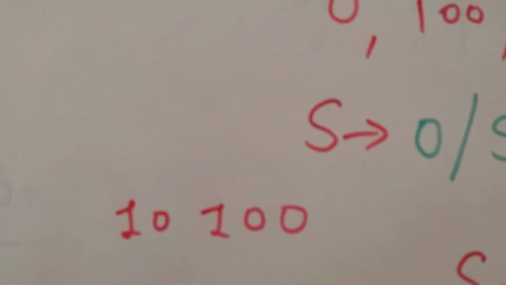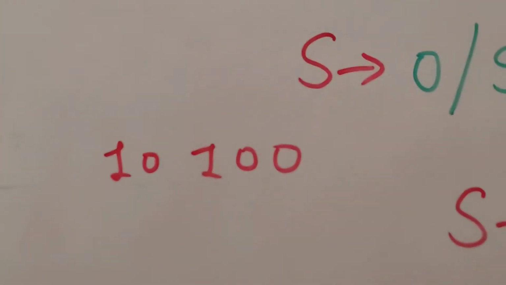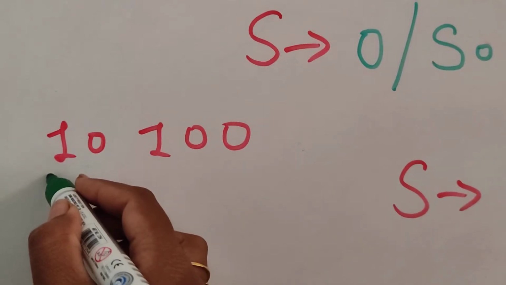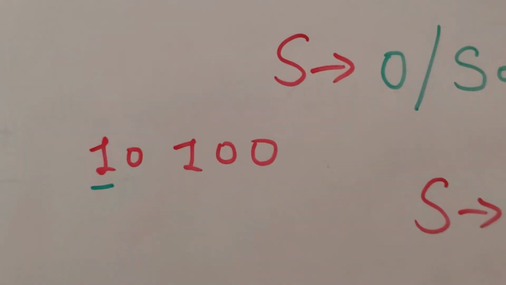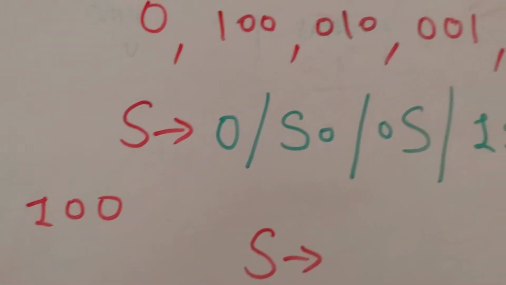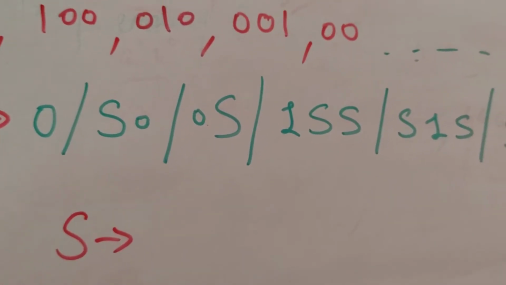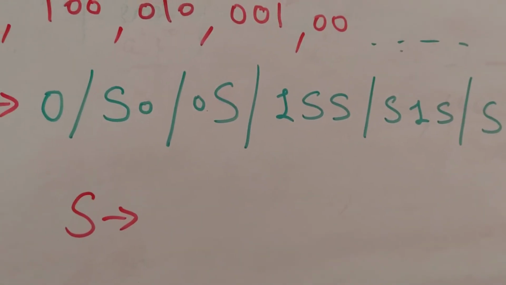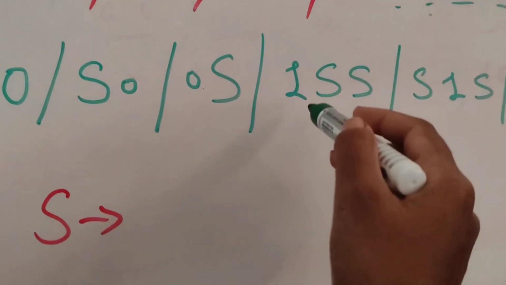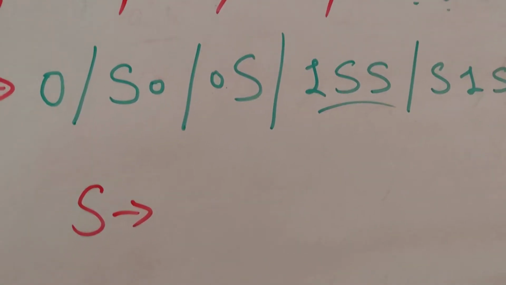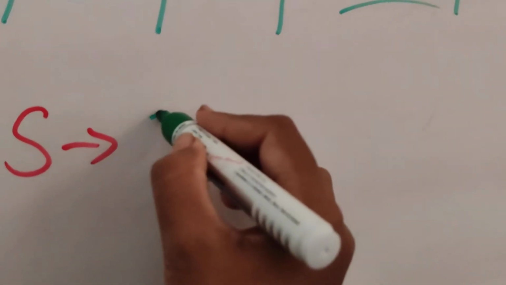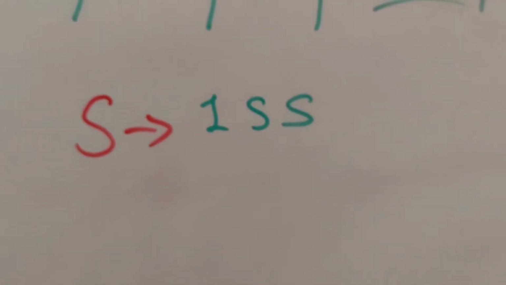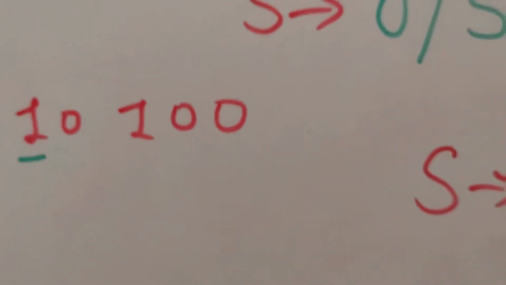From the starting symbol I can derive any string. So now here we can see what I want to get at the start. In the start I want to get 1. So is there any production which contains 1? Yeah, the fourth production rule, that is 1 as S. So I can take here 1 as S. Now 1 I got, and 1 is there.